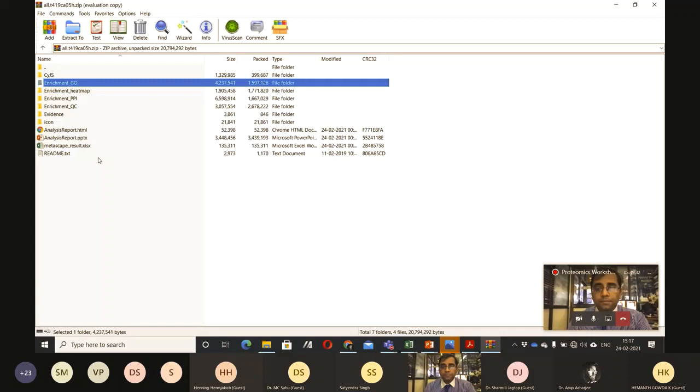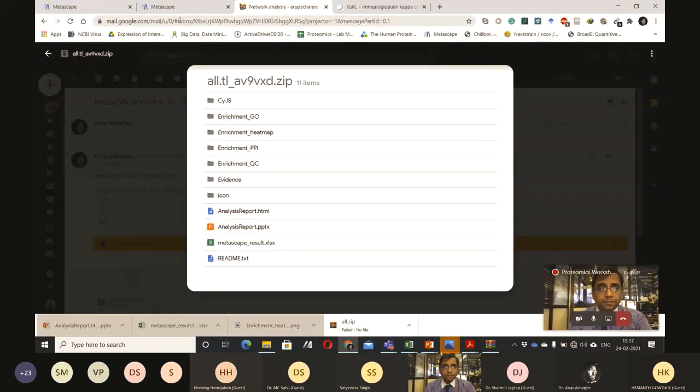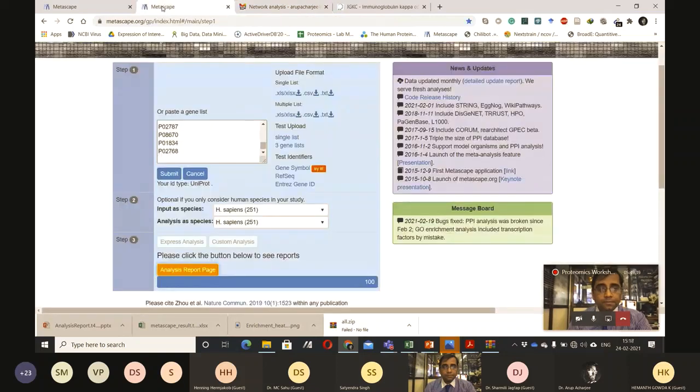Now you don't have to wait for the server, because this server automatically deletes all your data after 72 hours. So that's about it. If you have problems, you can put your questions in the chat box.